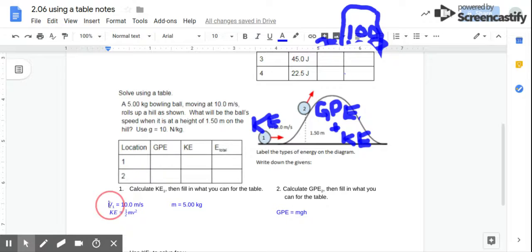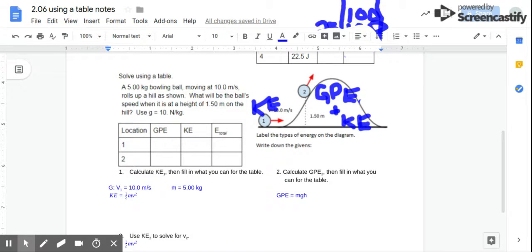So, and I'll even just write down kg. We're not using a full guide here, we're just following along the directions because it tells us to. So calculate KE1. KE equals 1/2 mv squared. So down here I'm just going to plug in my m is 5.00, and then my v is 10.0, and that is going to get squared.